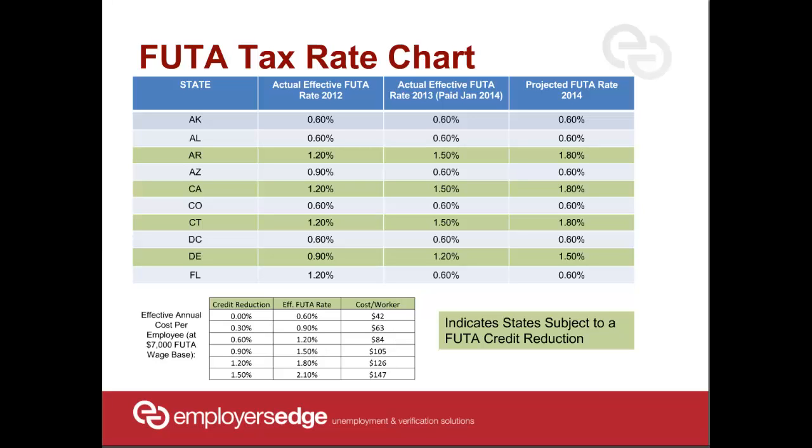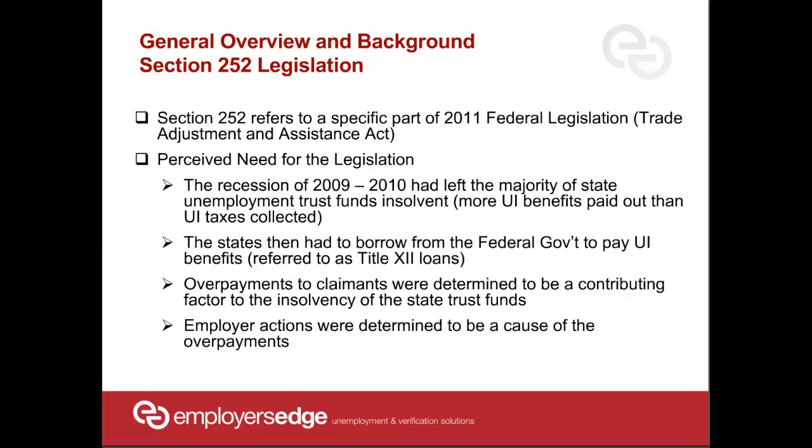Some new legislation that passed in this last year was this Section 252 legislation. I want to give you some background about this and some information about why it's so important and why this legislation is so significant to our employers out there. So when we talk about Section 252, we're talking about this little piece of legislation that was slid in as a part of the Trade Adjustment and Assistance Act, which really had nothing to do with unemployment, but they slid this little piece of legislation for unemployment in as a part of that act.